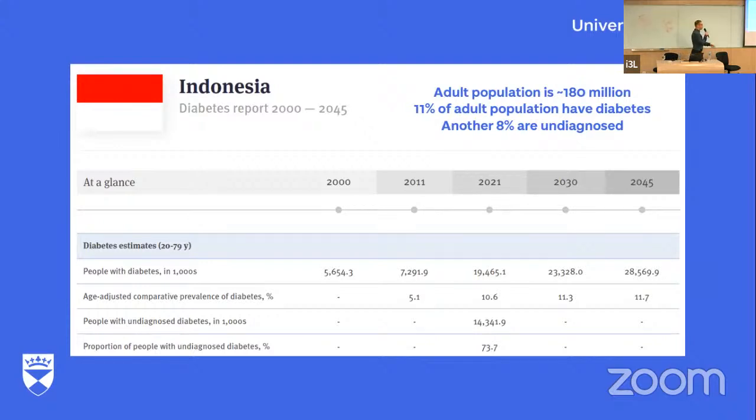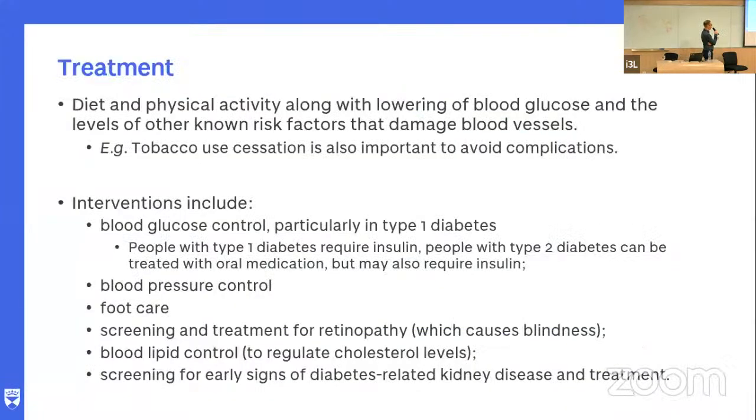In terms of treatment, I mentioned earlier that for type 1 diabetes, we can replace the insulin that isn't being produced naturally by the body with insulin injections. Injections regulate blood glucose. There are some drugs that can be used to help with that. Some patients may also require insulin injections.